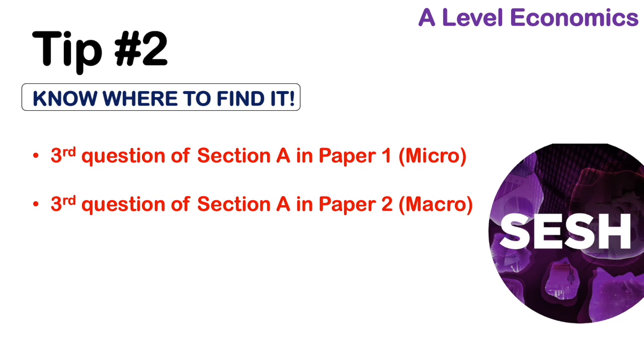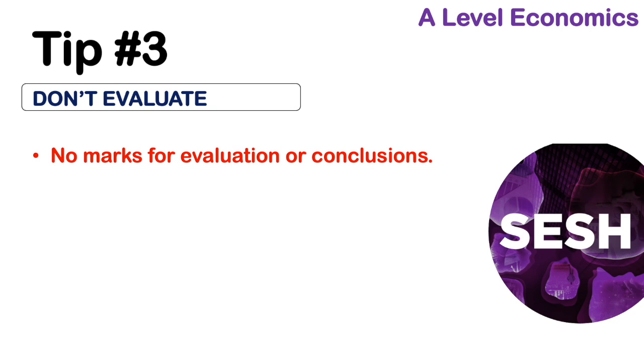Tip 2, know where to find these questions. This will likely be the third question of section A in paper 1 and the same in paper 2. So both in micro and macro, it will be the third question. It would have followed the 2 marker and the 4 marker. Tip 3 is don't evaluate. You don't need to make an evaluation or a conclusion in these 9 markers.